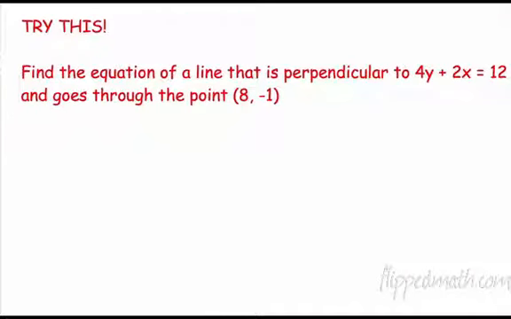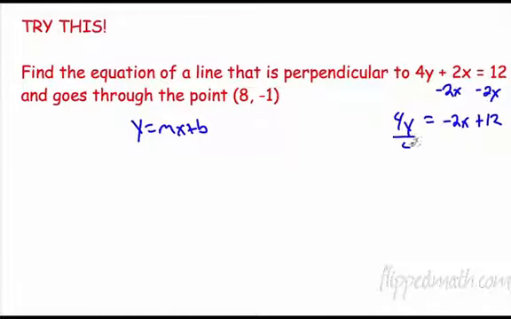All right, I want you to pause the video and try this one. All right, let's take a look. So we know we need y equals mx plus b. Let's see all the information I can find. Perpendicular. Oh, this needs to be in slope-intercept form, so I'm going to subtract 2x. So now I have 4y equals negative 2x plus 12. Divide by 4. Y equals negative 2 divided by 4 is negative 1/2 x plus 12 divided by 4 is 3. All right, so my slope is negative 1/2.